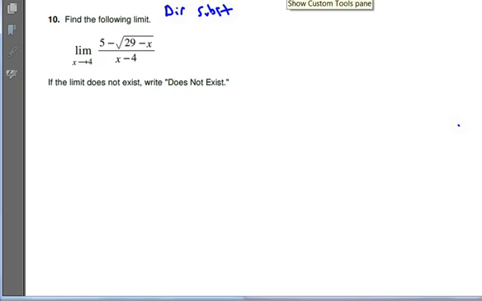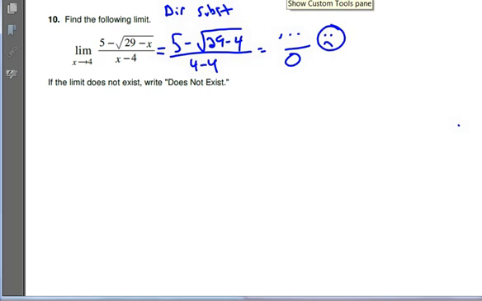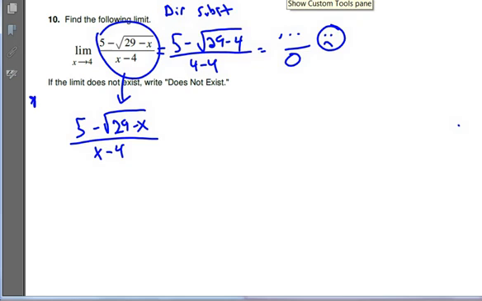Last problem. Here we go. Direct substitution, always give it a shot. Plug in 4. So 5 minus square root of 29 minus 4 over 4 minus 4. I can already see that denominator is going to be 0. We don't like that. So, yuck. Going to need to do some algebra manipulation here. So we're going to try the multiply by the conjugate technique, where remember the conjugate is the same binomial but with a plus instead of a minus, or a minus instead of a plus.